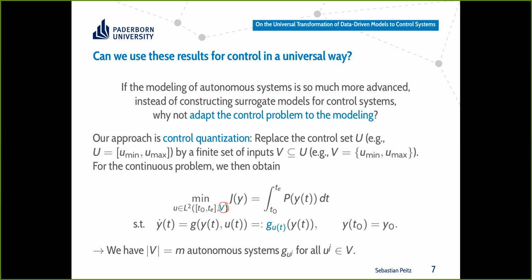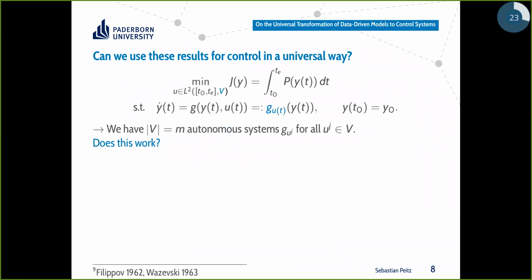So you can see that not much has changed, only that I now have to choose my u from a finite set. But in the constraint, this allows me to replace my non-autonomous dynamics by a finite set of autonomous systems that correspond to these different entries in V. I name the number of elements in V M. I have M autonomous systems, and I can now use these M autonomous systems instead of one input system. So this is the problem that I had on the slide before again.